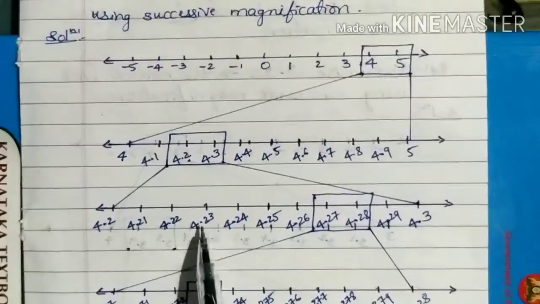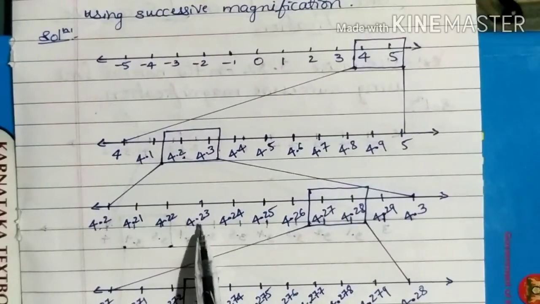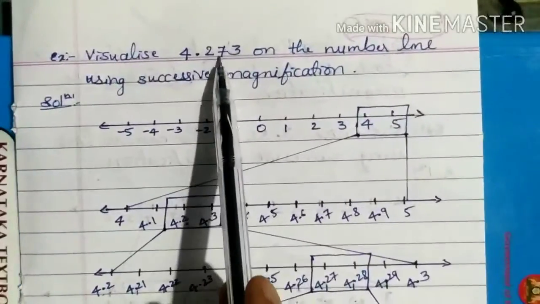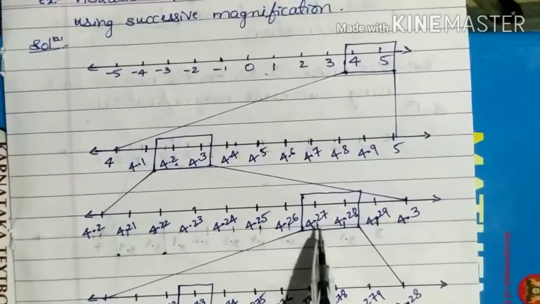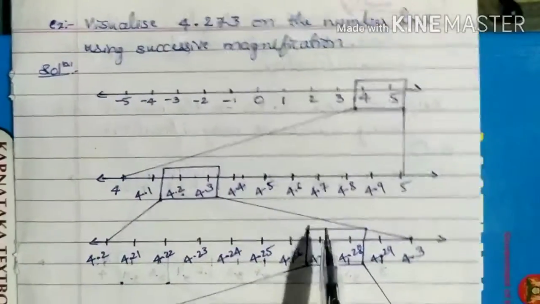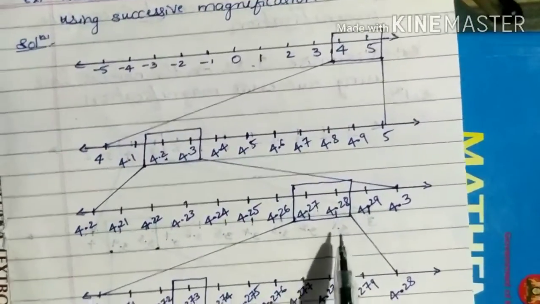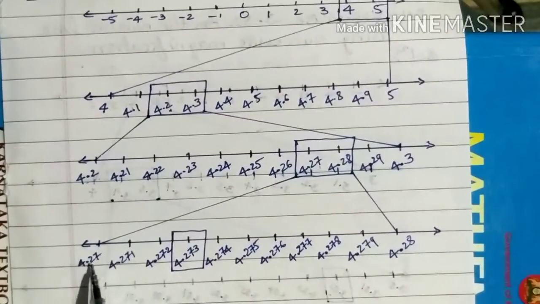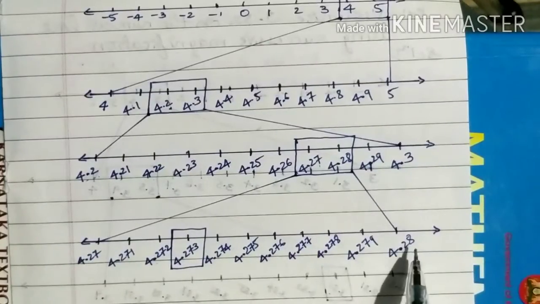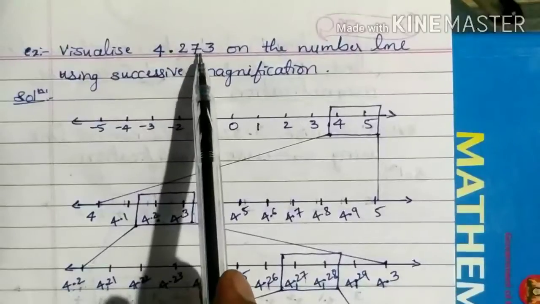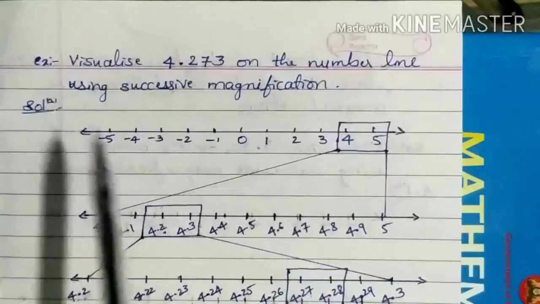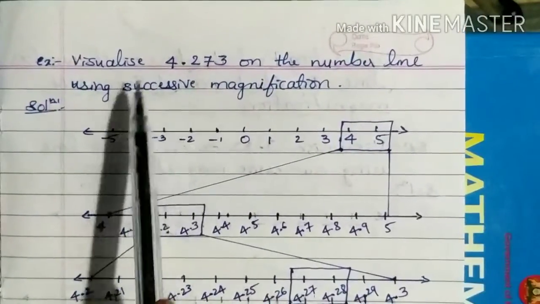You are going to get 4.2, 4.21, 4.22, 4.23 and so on. Here you are going to get 4.27. 4.27 is here, correct? And 4.273 is definitely more than 4.27 and less than 4.28. So magnify this portion and you get 4.27, 4.271, 4.272 and so on up to 4.28. The given number is 4.273, so here it is 4.273. This is how you solve the given problem, visualizing the given number.